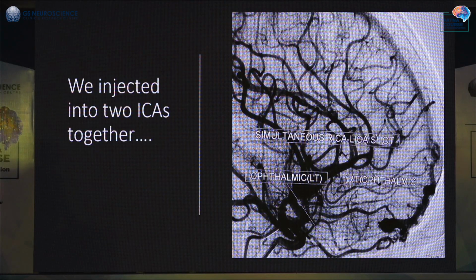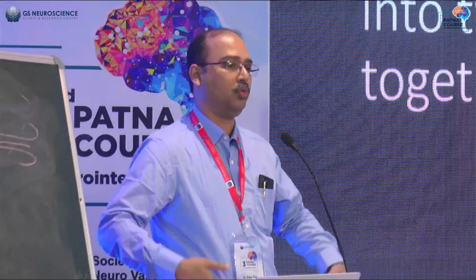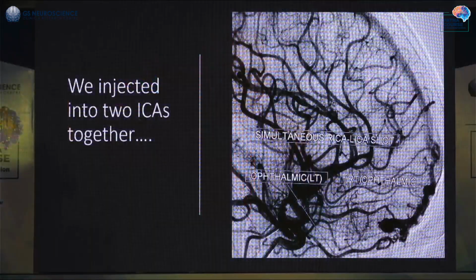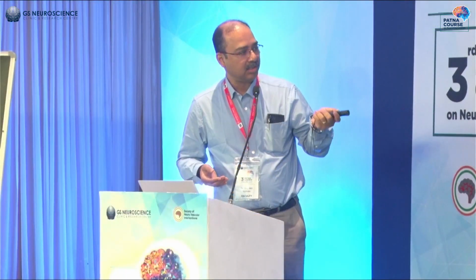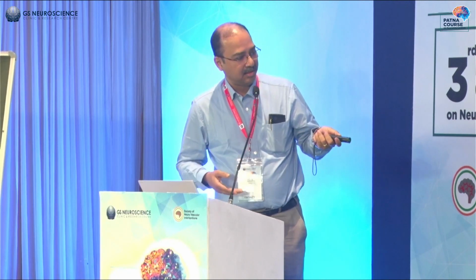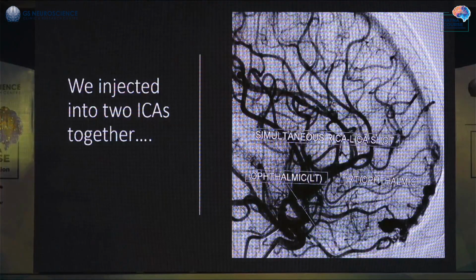So while we were into the case, we made 2 groin accesses. We had 2 Envoys placed in both the carotids, and we did a simultaneous injection from both the carotids. So we can get a better understanding of how the 2 systems actually converge, because the other 2 pictures were 1 injection at a time, the right side and the left side. So here when we inject both the sides together, this is how it looks. This is one ophthalmic, this is the other ophthalmic, and this is the final common drainage point.